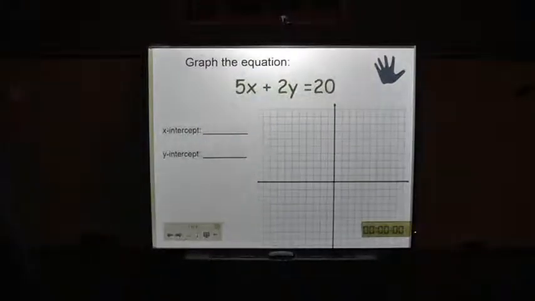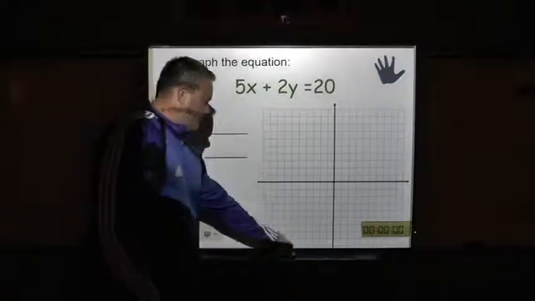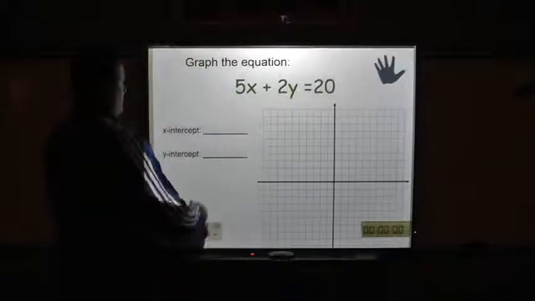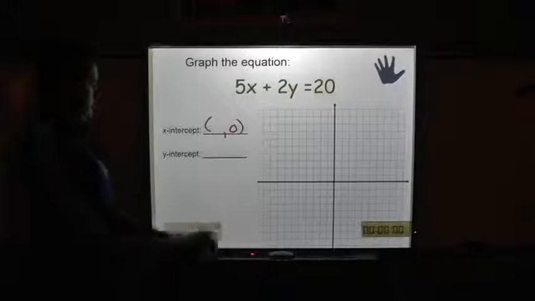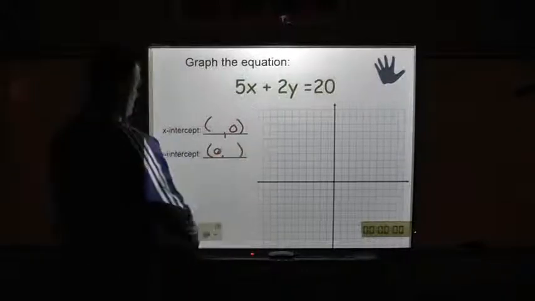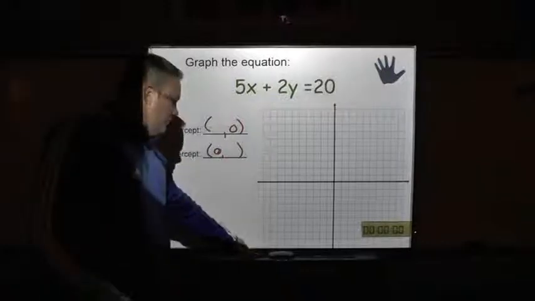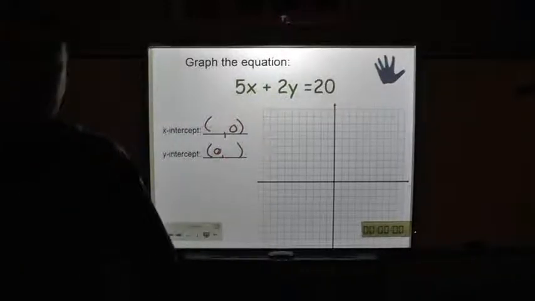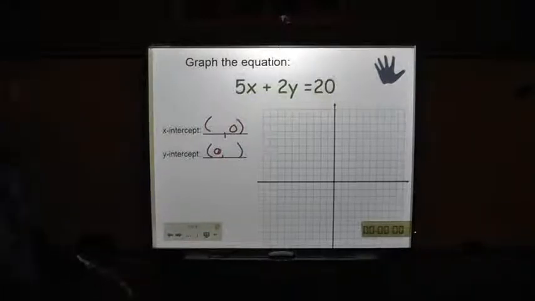Next, graph the equation 5x plus 2y is equal to 20. Same idea. For this one, again, for the x-intercept, the y-coordinate is going to be 0. For the y-intercept, the x-coordinate is going to be 0. Now, if you notice up there, I have a hand up there. It's for an actual reason. We have a method that we call the cover-up method that might make this easier for you when you're trying to figure out what's left after you eliminated something.